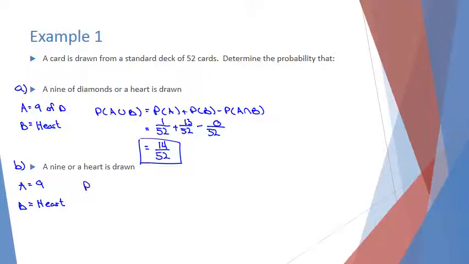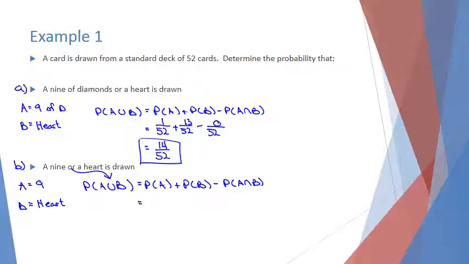Okay, so to determine the probability of a 9 or a heart. Remember, when you see that notation, that's the union. Whenever you see it, hopefully you can remember to add your individual probabilities and then subtract that intersection, the times that both things can occur.